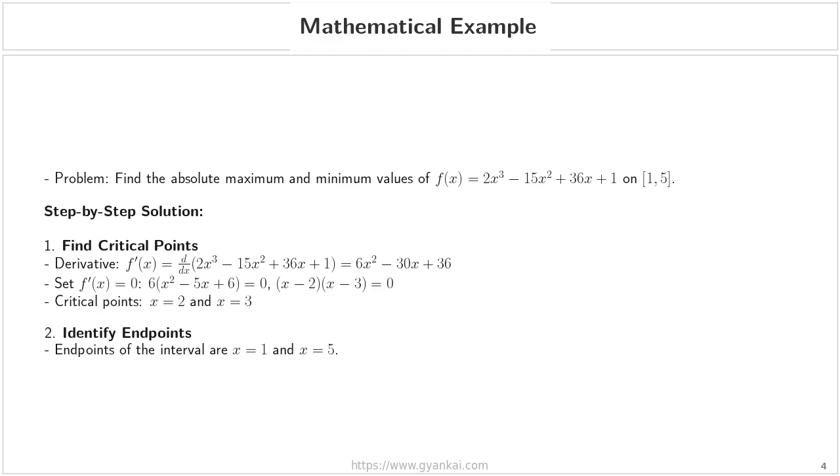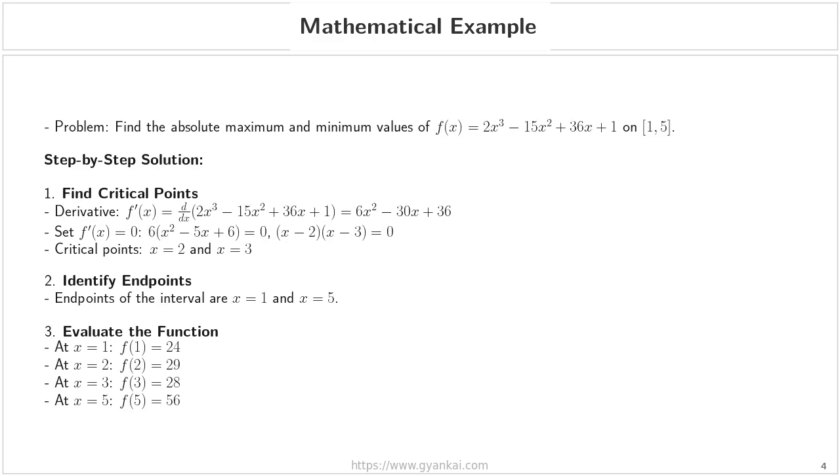Moving to step 2, identifying the endpoints. As per our rule, we must also consider the boundaries of our interval. In this case, the endpoints are x equals 1 and x equals 5. Now we proceed to step 3, evaluating the function. This is a crucial step. Remember, we plug our candidate points back into the original function, not the derivative. First, at the left endpoint x equals 1, f of 1 equals 24.